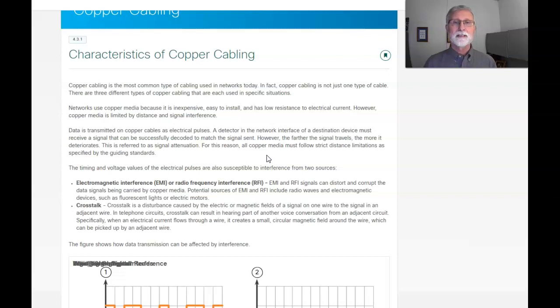Now, timing and voltage values of electrical pulses are susceptible to interference. And the two types of interferences that come into play are electromagnetic interference, or EMI, or it could be radio frequency interference if it's wireless. Or second is crosstalk. And crosstalk is where you get wires that are too close together and they can actually interfere with each other.